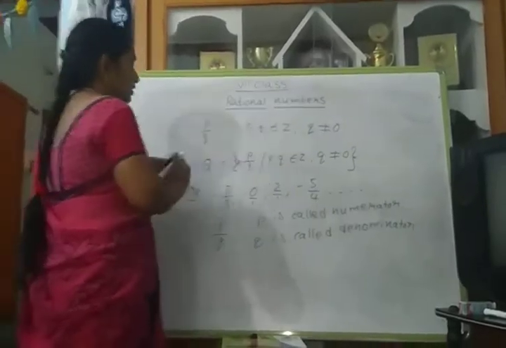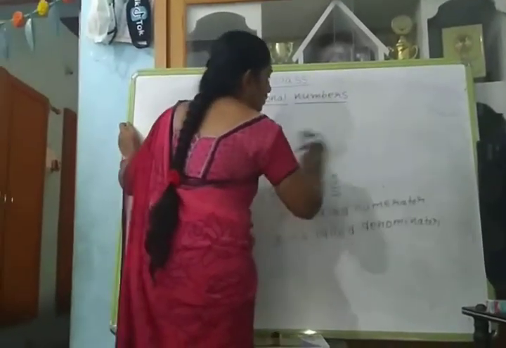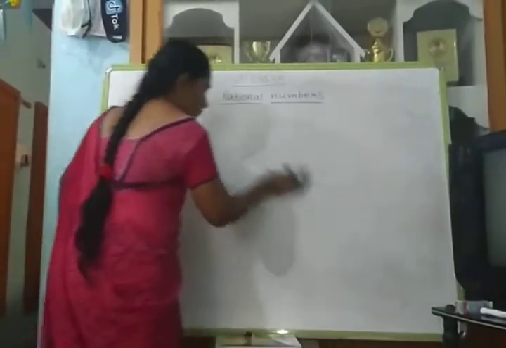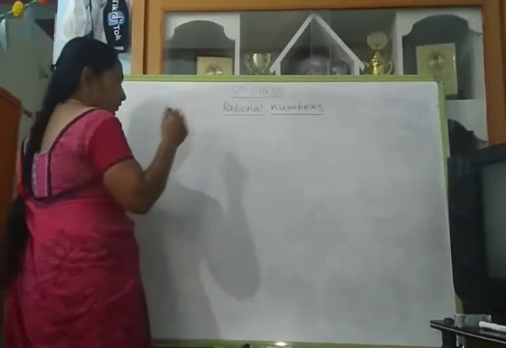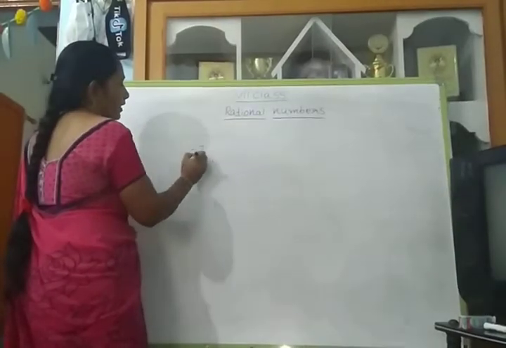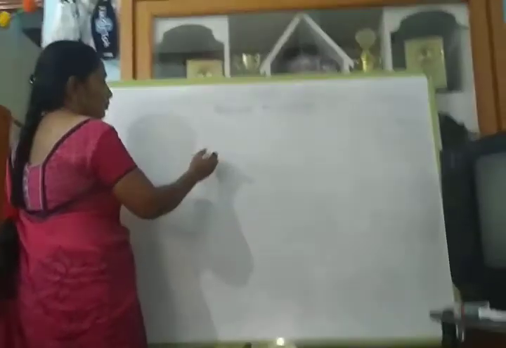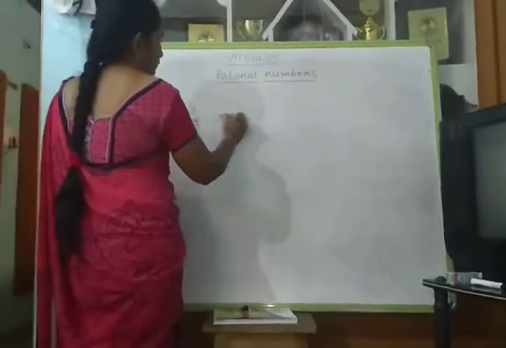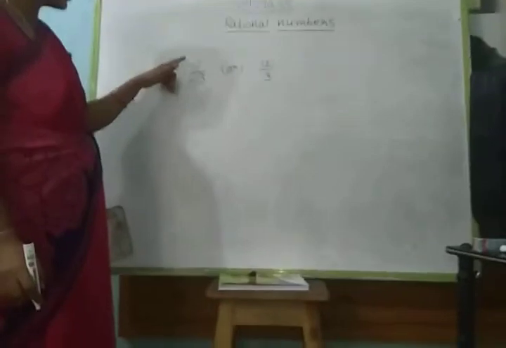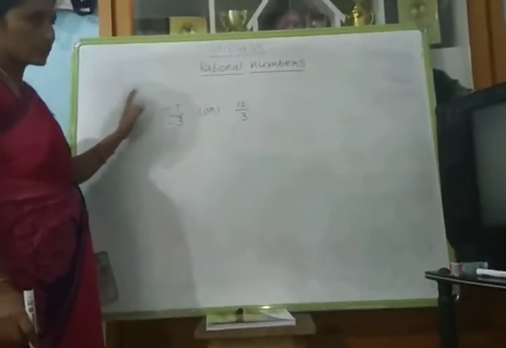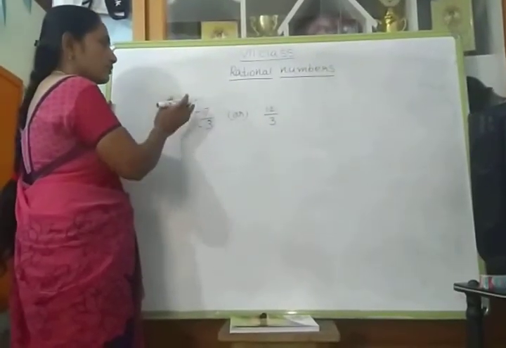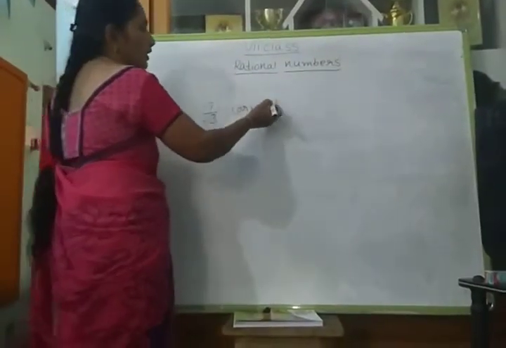Positive and negative rational numbers. Which are called positive rational numbers and which are called negative rational numbers? Let us see. If a rational number has both numerator and denominator with the same sign, either positive or negative. See here, minus 7 by minus 3. It is a positive rational number. Why? Because minus into minus is plus. Even in division, it is the same. Minus into minus is plus.